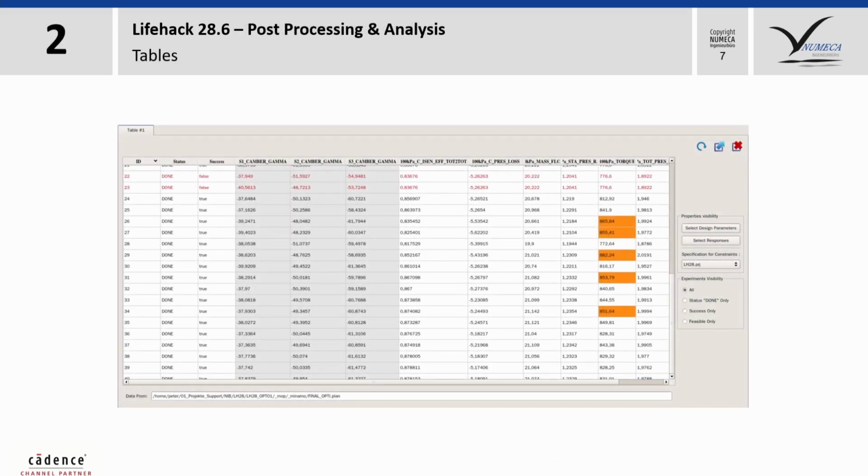Further, you can get all the parameter values together with the results in a table. If a constraint is not fulfilled, the value is colored in blue for lower or in orange for upper bound violation.